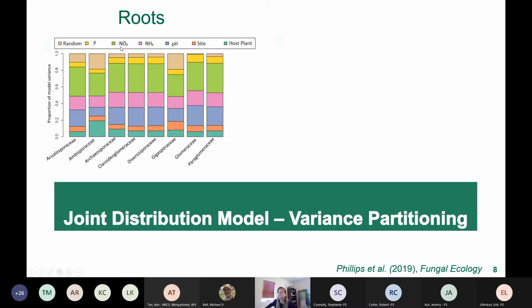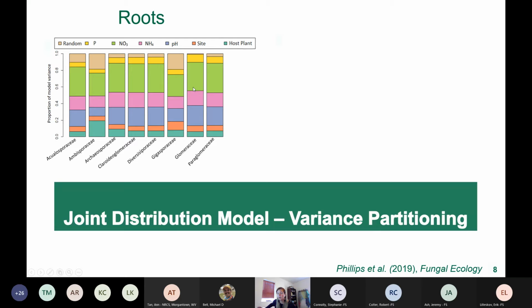And you can see here in green that nitrate was really a large contributor, even more so than host plant, whether it was native shrub or invasive grass. And so the largest amount of the variability was attributed to the soil nitrate values, which were really different. They were much higher at our high end deposition site.